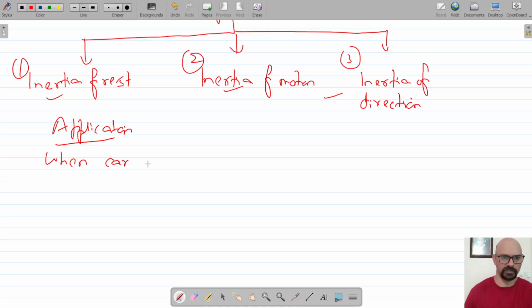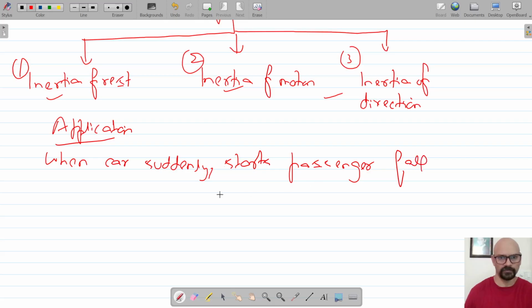So when a car suddenly starts, you might have experienced it that we fall backward. So when the car or the bus suddenly starts, passengers fall backwards. So why is it so, and what is the reason for this?